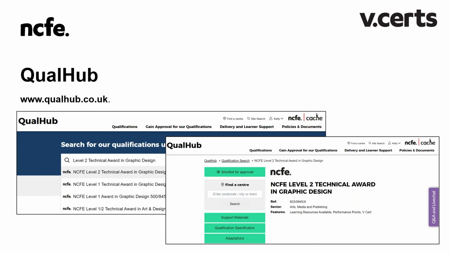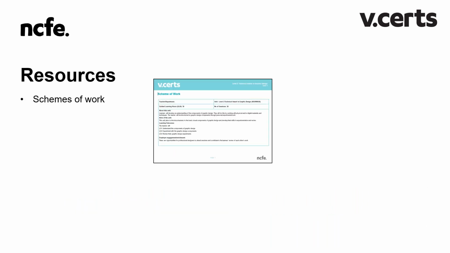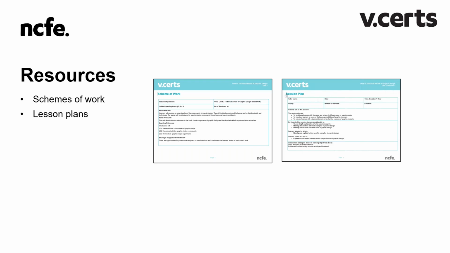You can begin typing your qualification subject area or your qualification code, and it will give you a list of suggested qualifications. Let us begin by focusing on some of the teaching materials that are available on QualHub and are free to download. We have schemes of work which completely outline entire units of work based on 1 hour lessons.